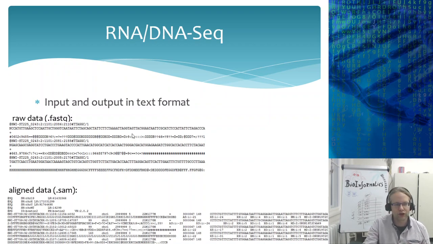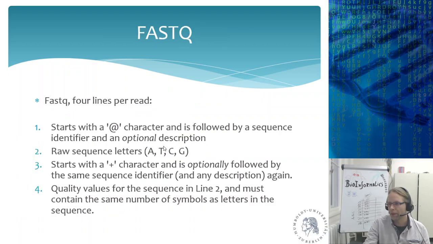And I just wanted to show you the input formats. So the FASTQ format, like I told you, has four lines for every read. The first line starts with an @ character and is followed by a sequence identifier and an optional description. Then you have the raw sequence letters, A, T, C, and G, as determined by the sequencer.